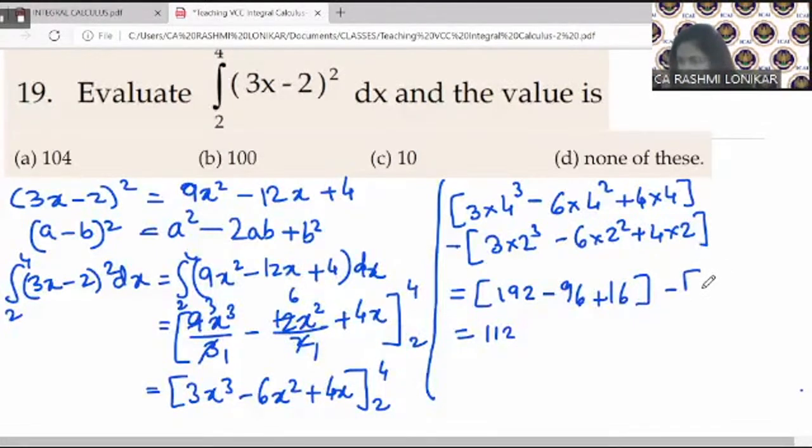Minus, what do I have? 2 cube is 8. 8 into 3 is 24, minus 4 into 6, 24, plus 8. So 24 minus 24 is 0, plus 8, so it is minus 8. So 112 minus 8, answer is equal to 104. Okay? Right?